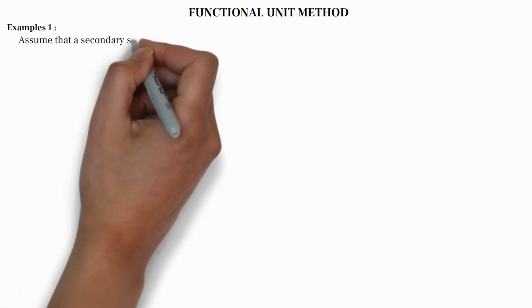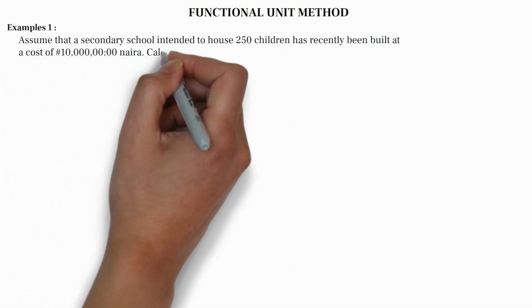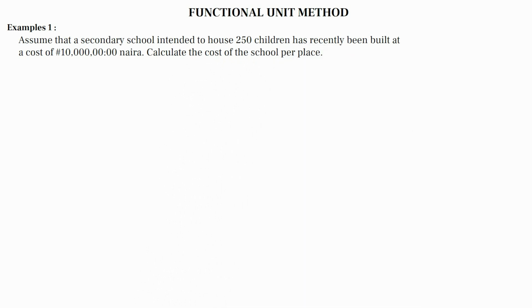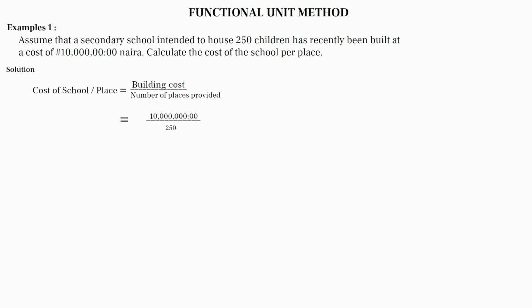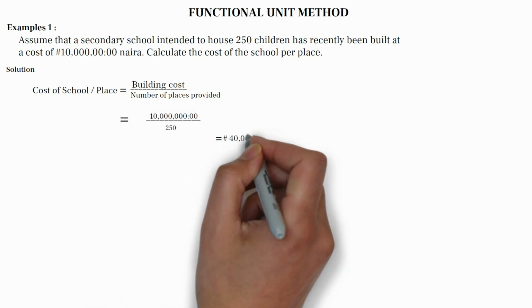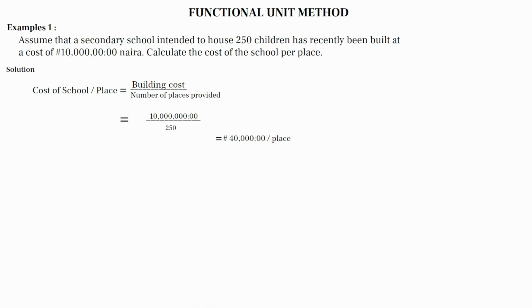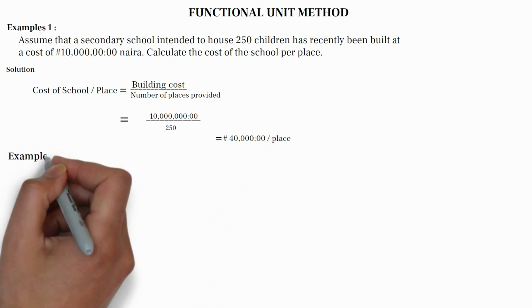Example: assume that a secondary school intended to house 250 children has recently been built at a cost of 10 million naira. Calculate the cost of the school per place. Solution: cost of school per place equals building cost divided by number of places provided, that is 10 million divided by 250. We have 40,000 per place.